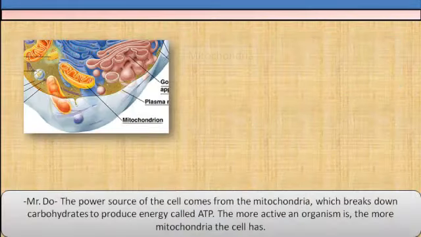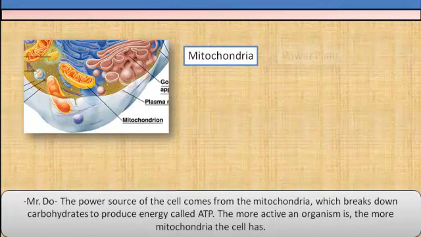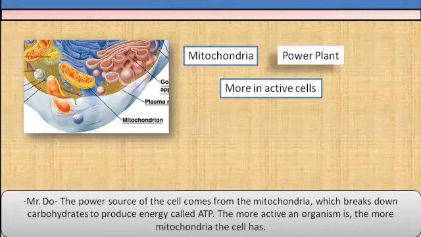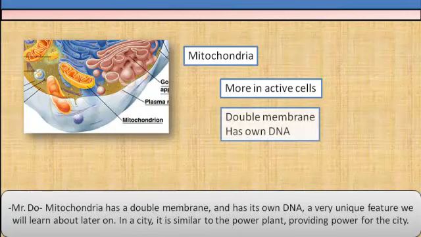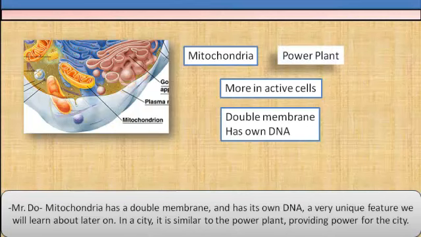The power source of the cell comes from the mitochondria, which breaks down carbohydrate to produce energy called ATP. The more active an organism is, the more mitochondria the cell has. Mitochondria has a double membrane and has its own DNA, a very unique feature we will learn later on. In a city, it's similar to a power plant, providing power for the city.